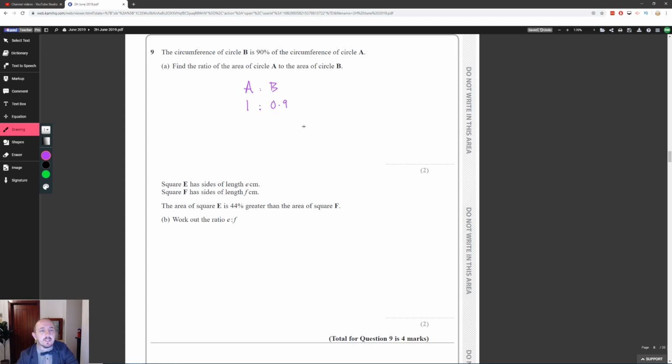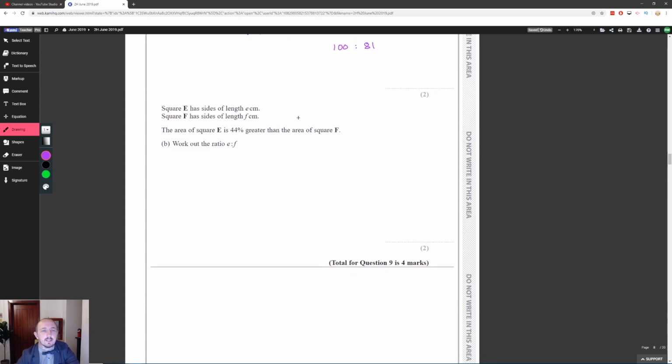Find a ratio of the area of circle A to the area of circle B. So this is a length scale factor because it's the circumference. So the area of A to area B is going to be the square of this. So 1 squared and 0.9 squared is 0.81. Okay? So the ratio of the area of the circle is 1 to 0.81 or 100 to 81, like that.